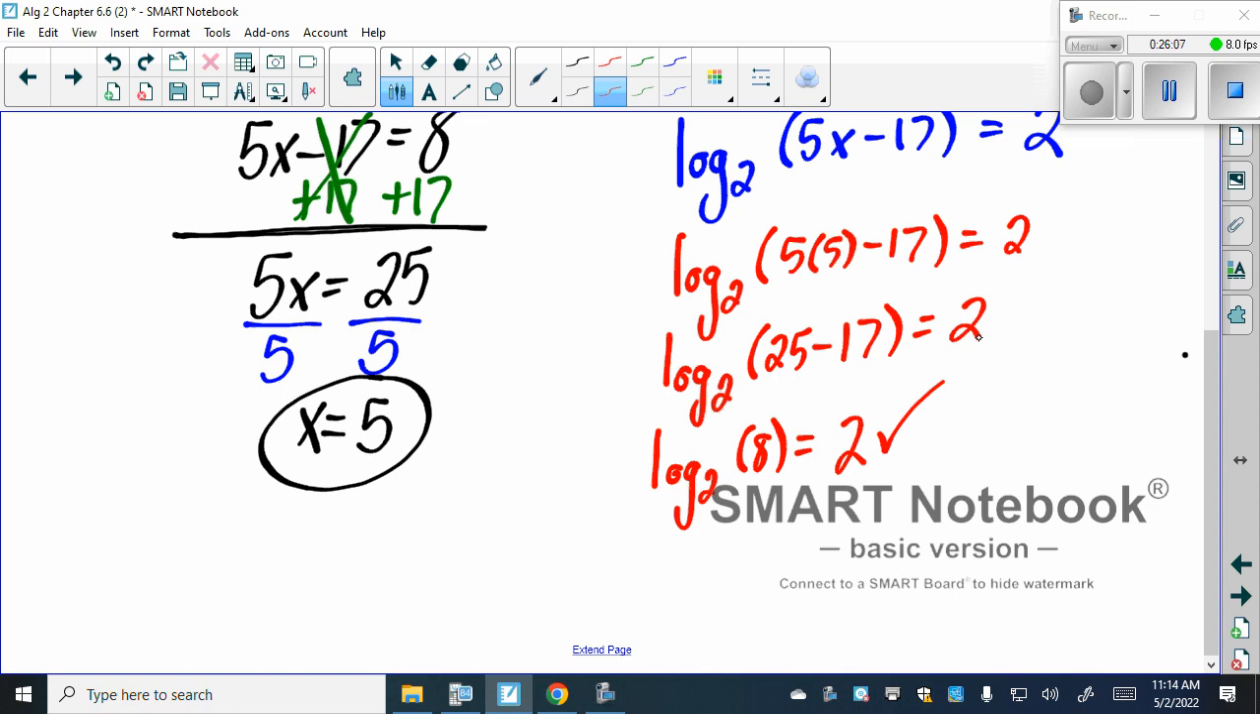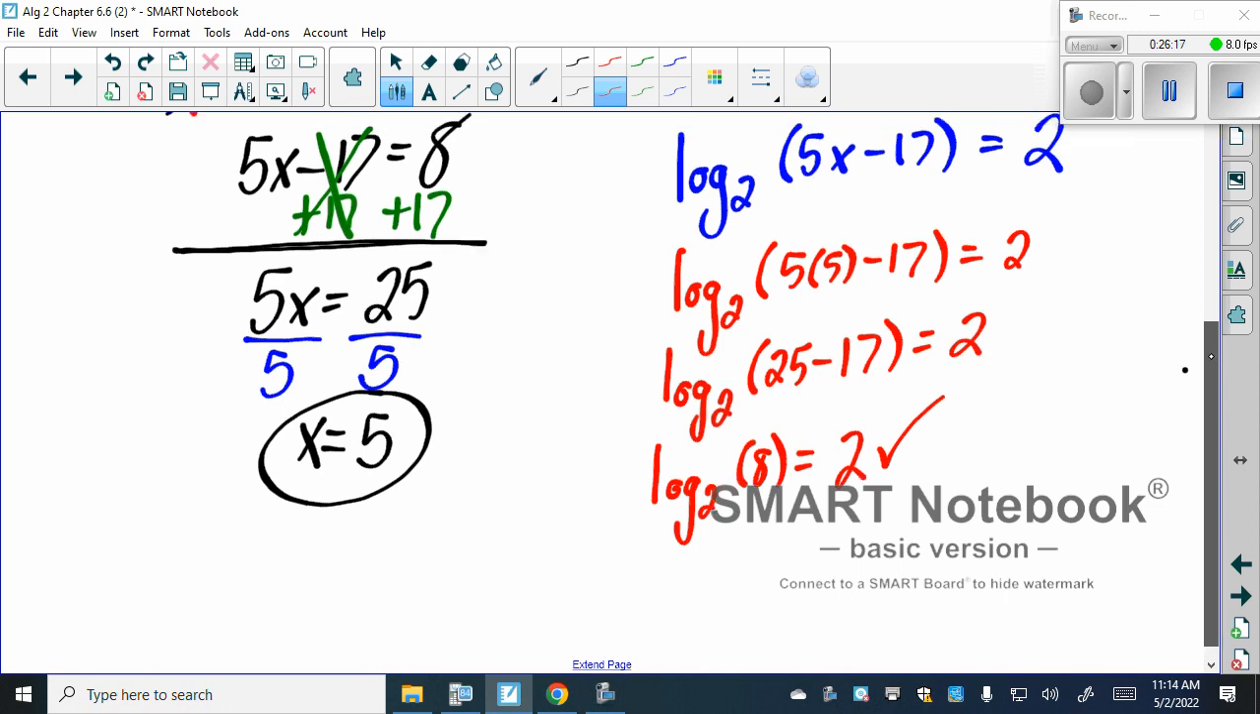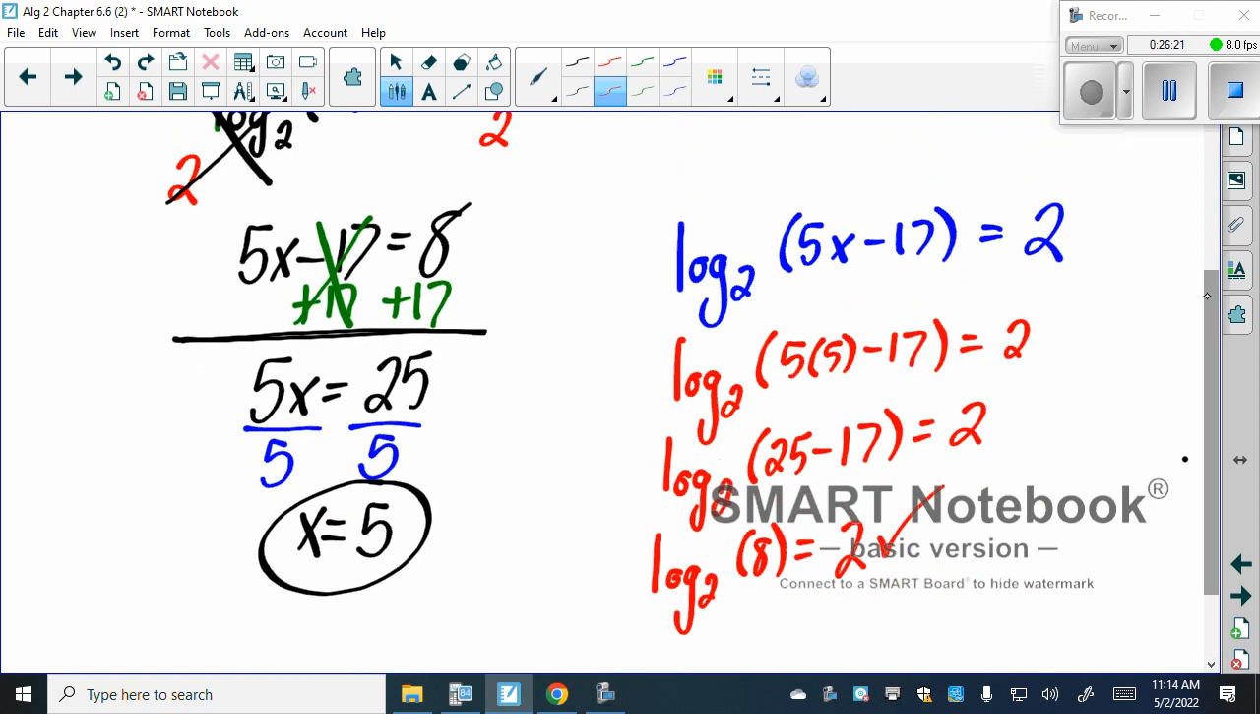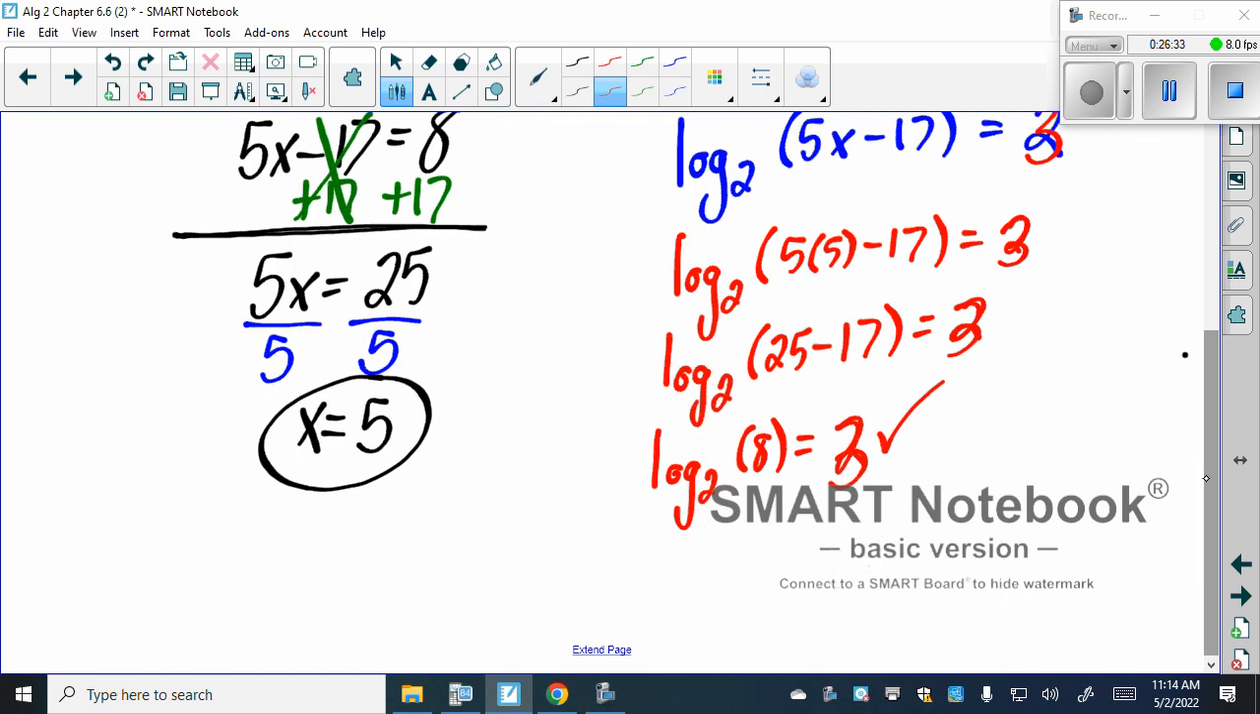And I mean, we could type log base 2 of 8 in the calculator, and it will come out to be 2. Or not 2. I don't know why I've been writing 2, because it was 3. Yeah, there should have been 3, not 2. But it still works out. We still get a positive number inside the log, and it does equal 3.